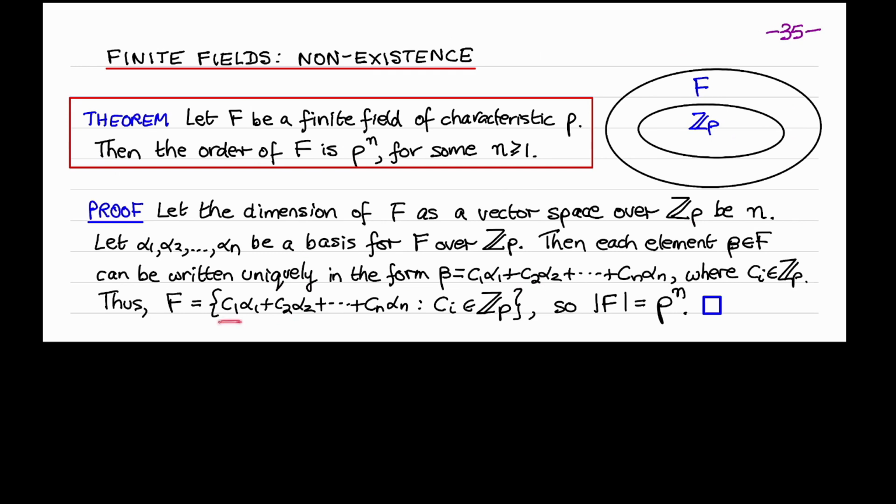Now, there are n scalars C1 through Cn, and p choices for each of these scalars. Each choice of scalars gives us a unique element in the field, and hence the number of distinct field elements of this form is p to the n. This proves that F has order p to the n.